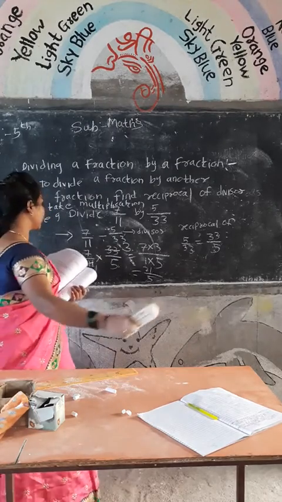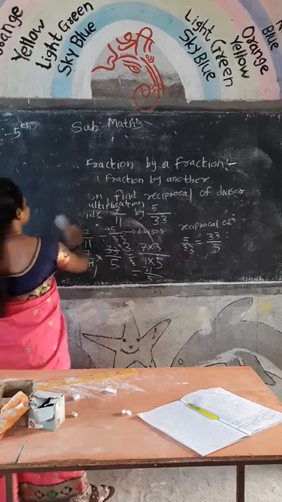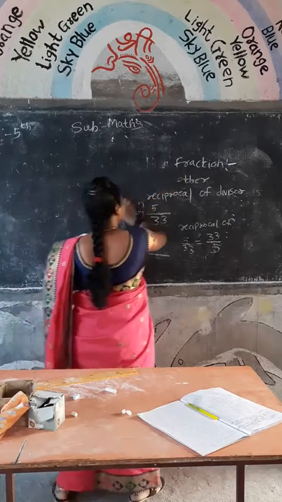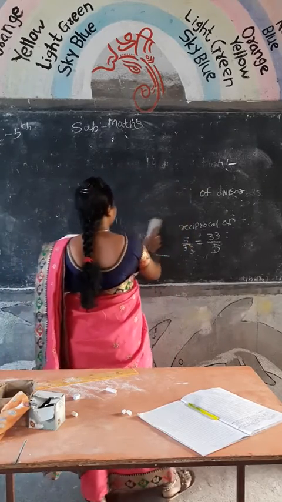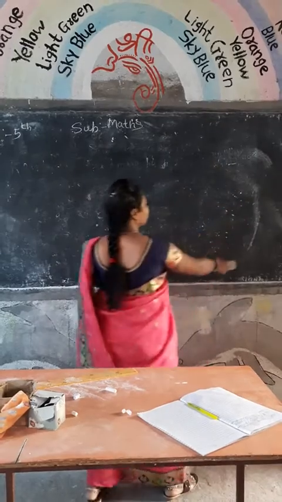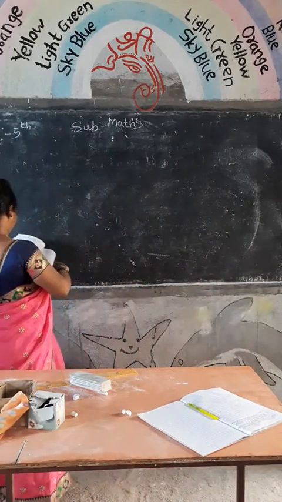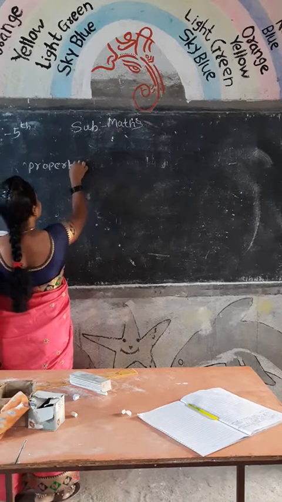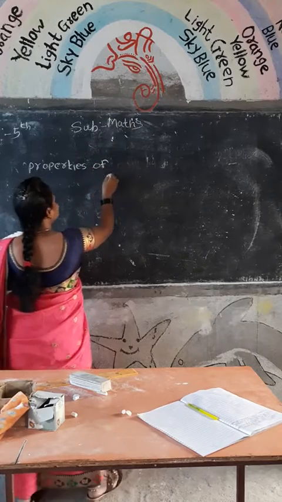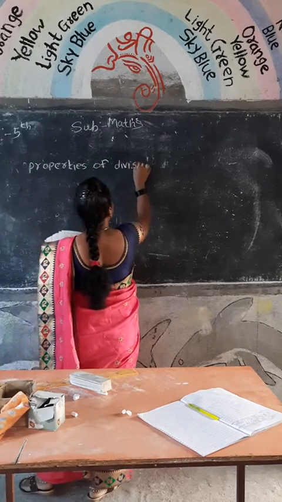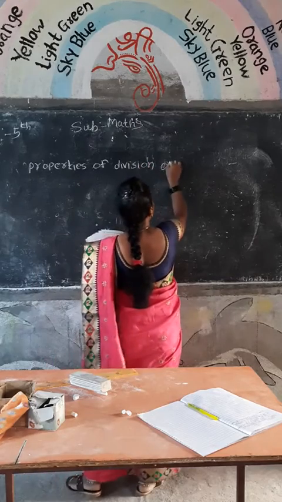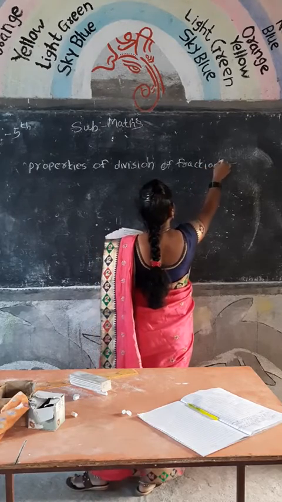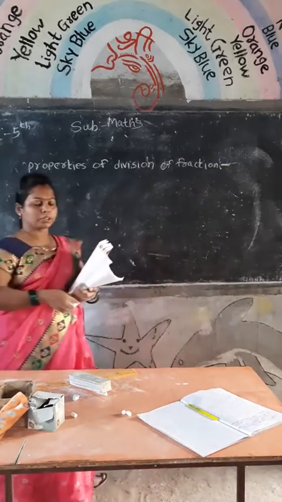Next, properties of division of fractions. This is the last point of this topic: properties of division of fractions.